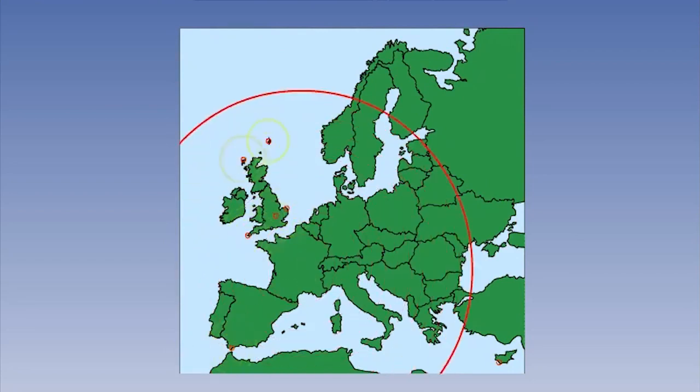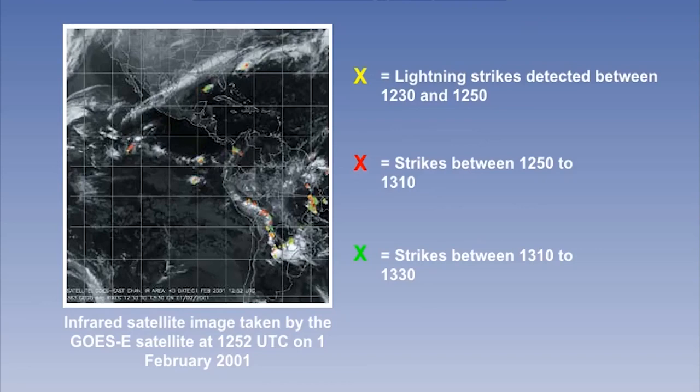The ATD system used by the Met Office in the UK is fully automated, and recent developments mean that lightning can be located at a rate of 8,000 flashes per hour and to a much higher degree of accuracy than ever before. This is a satellite picture of South America, with the ATD lightning data overlaid. Even halfway round the world, the system is accurate to within a few kilometers.